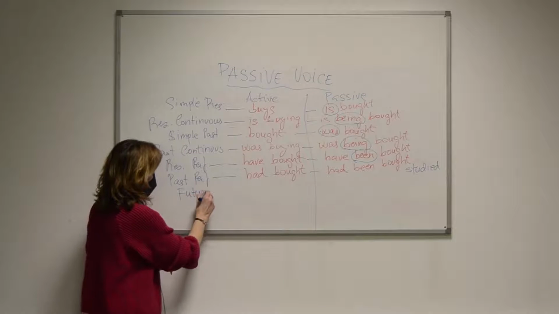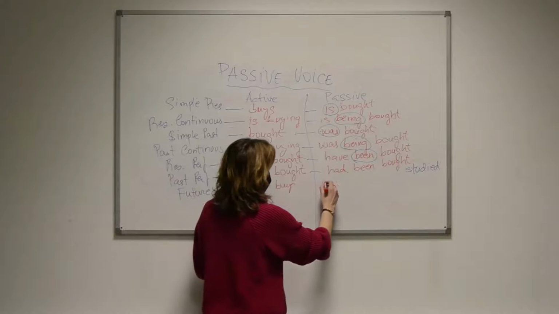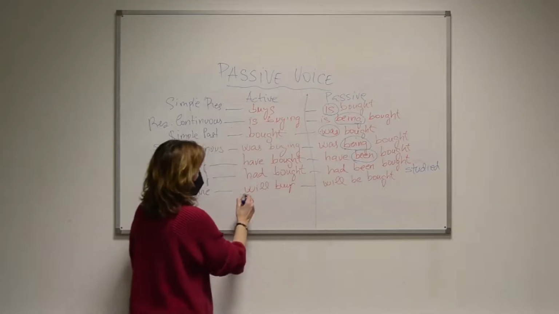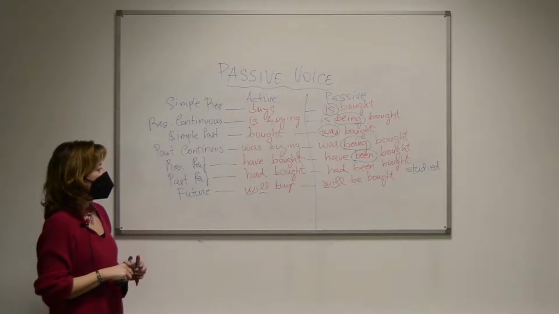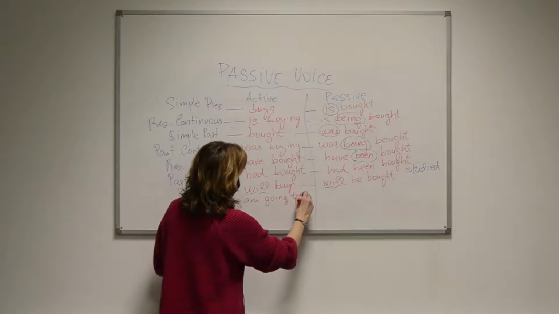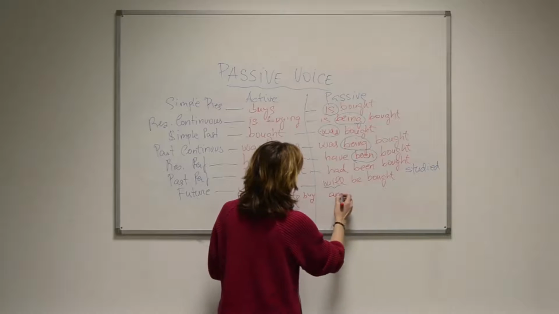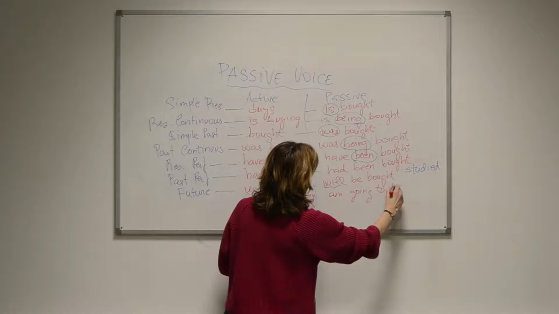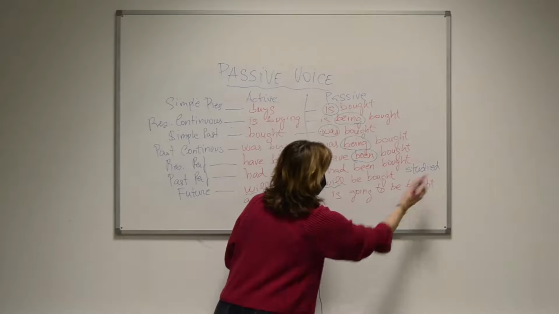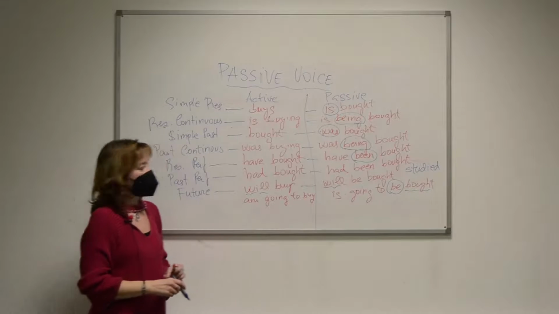Future, with will, for example: will buy. The passive will be bought, with the participle bought. The auxiliary remains identical, will and will. If we have, for example, the form going to, I am going to buy, the passive should be going to be bought. In this case, instead of am, we should put is or are depending on the subject of the passive. The same: we add the auxiliary and the past participle. The main form remains identical.